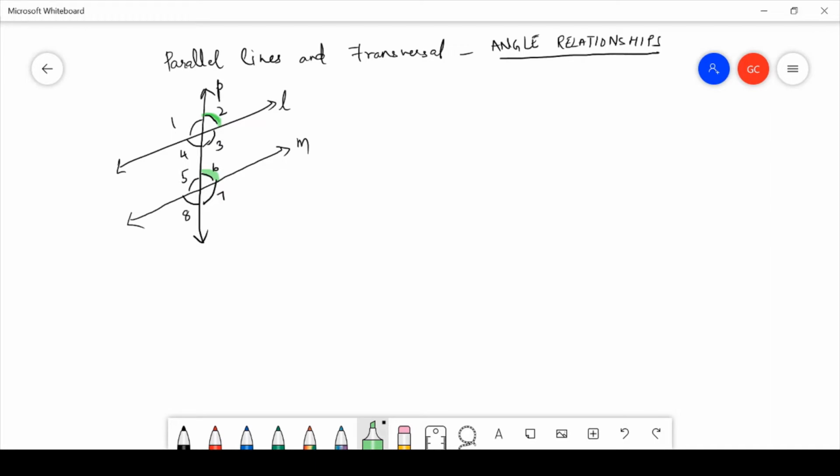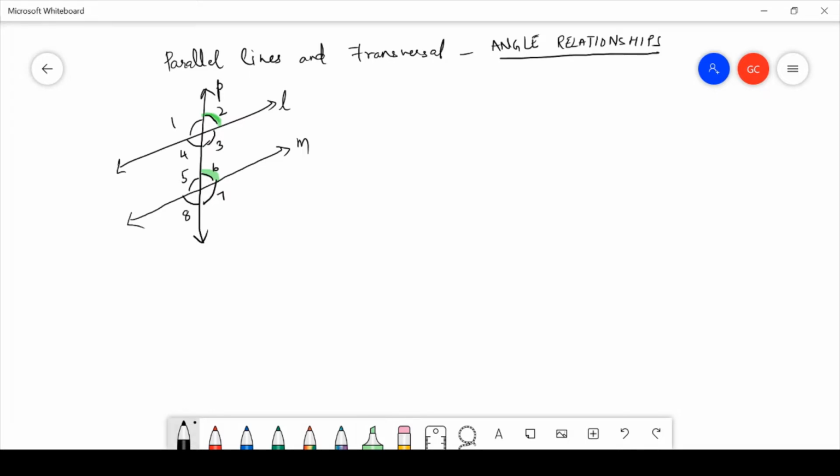Whenever a transversal intersects two lines, these angles have certain names. Angles 2 and 6 are called corresponding angles. 1 and 5 are also corresponding angles. 4 and 8 are corresponding angles. 3 and 7 are corresponding angles. Now we're going to see what is the special relationship that happens with these corresponding angles when the lines are parallel.